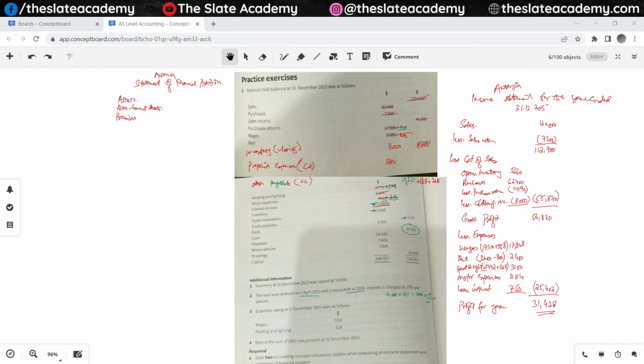Premises is how much? 24,000. Right, 24,000. Then we have motor vehicles. Motor vehicles is how much? 7,400. So I write 7,400. So the total of non-current assets is 31,400. Then I have current assets.